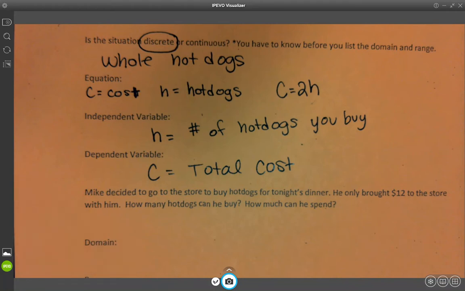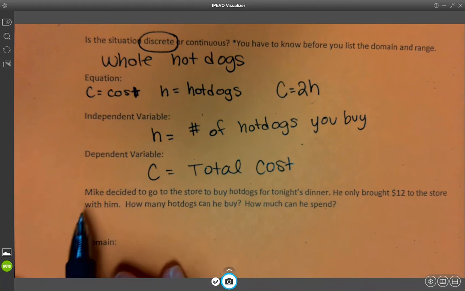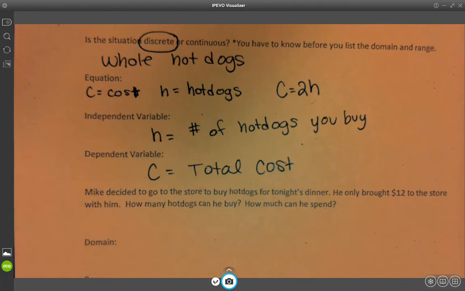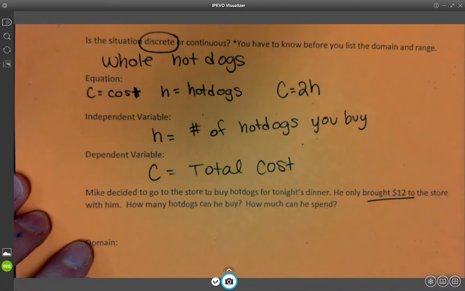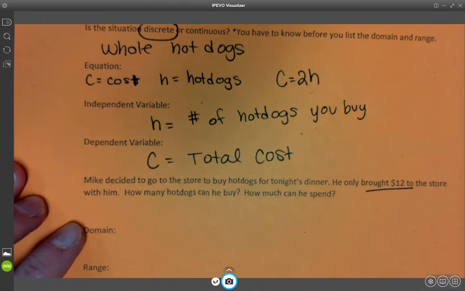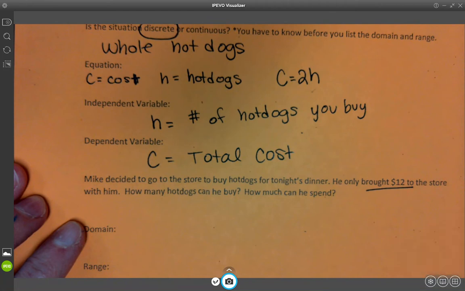So we're going to find the domain and range of this situation. It said, Mike decided to go to the store to buy hot dogs for tonight's dinner. He only brought $12 to the store with him. How many hot dogs can he buy and how much can he spend? So he only brought $12. So how many can he buy?